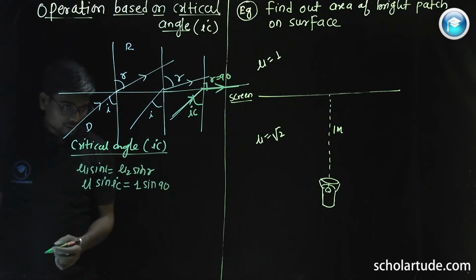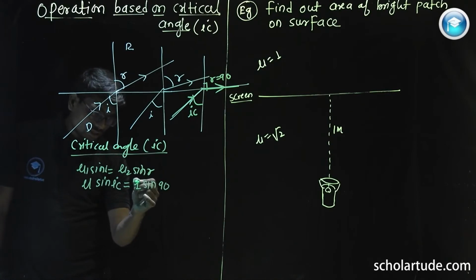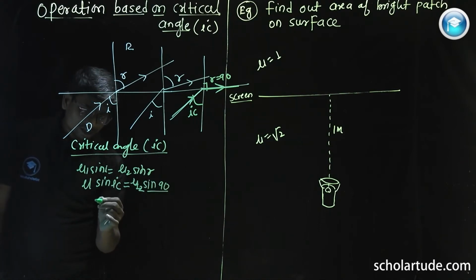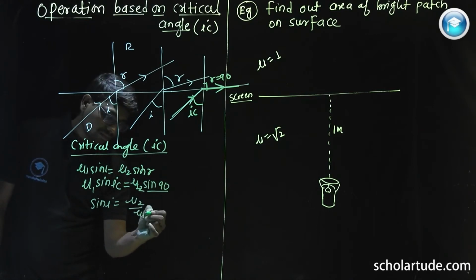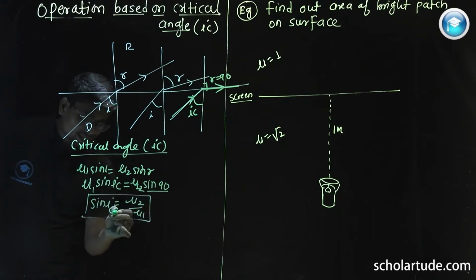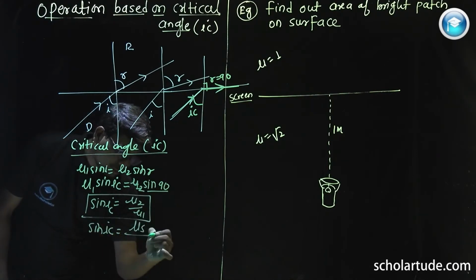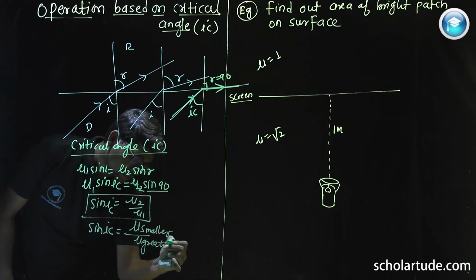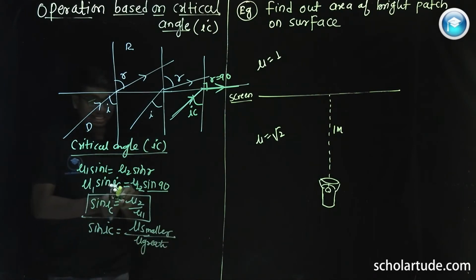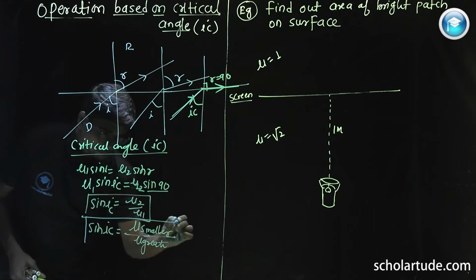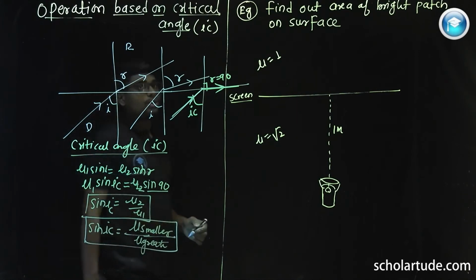So what can you conclude? If it is not air, other than air, let's say it is mu2. So sin 90 becomes 1. So sin IC equals mu2 upon mu1. So you can always remember sin IC equals, I am telling a simple formula, the smaller mu upon greater mu. Smaller, important, upon greater. Always remember, mu smaller upon mu greater. It is the formula for sin IC. Very, very important. It is a very important problem. Mu smaller upon mu greater. It is the formula for critical angle.